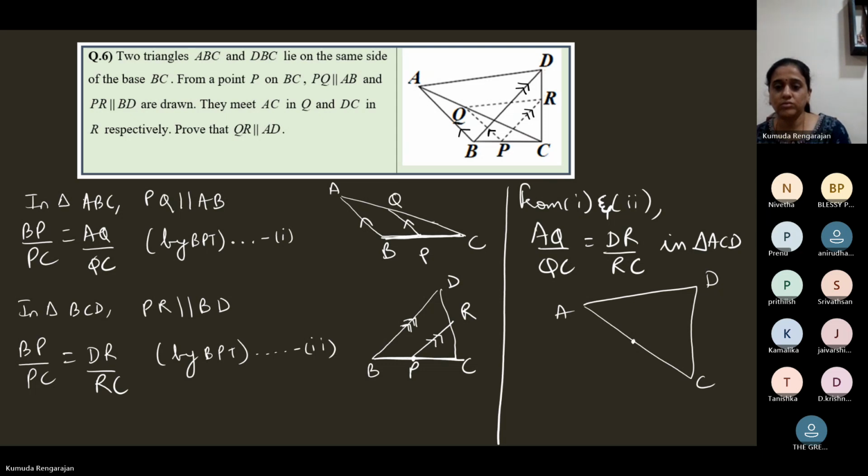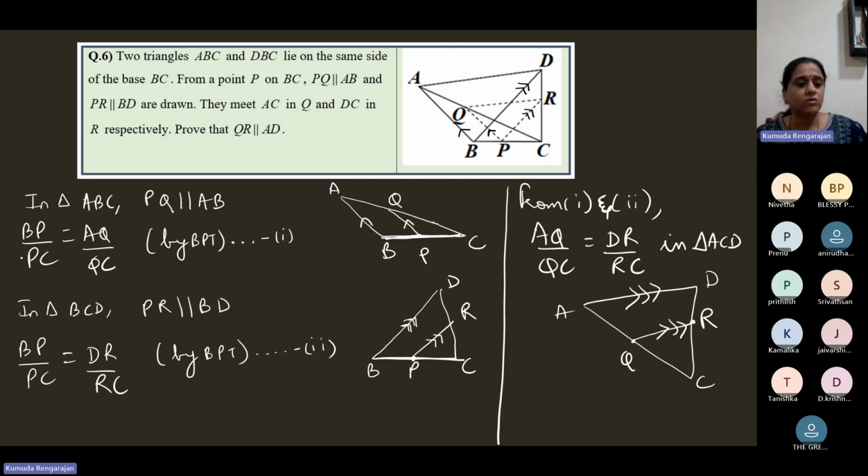AQ by QC, DR by RC. Can you see this? This triangle. So if AQ by QC is equal to DR by RC, that means QR is parallel to AD. That's all.